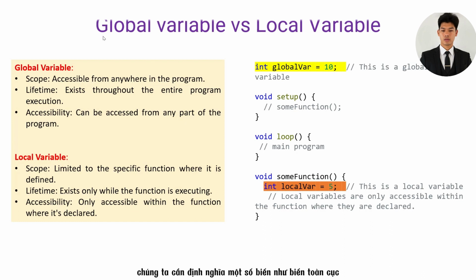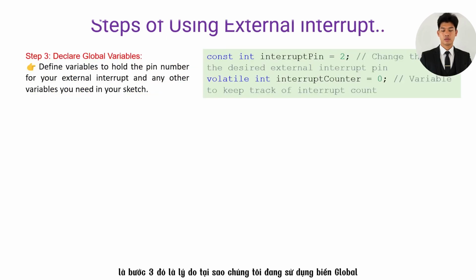When we're using interrupts, we need to define some variables as global variables so that we can access them from the interrupt service routine or other functions. That is why we are using global variables in step 3. This is to define variables to hold the pin number for the external interrupt and any other variables in use. You can use a constant int to hold the pin number. We are using a variable interruptPin and a volatile int interruptCounter for using as a counter. These are defined and initialized outside the scope of any function at the top of the program, and they will be useful global variables.